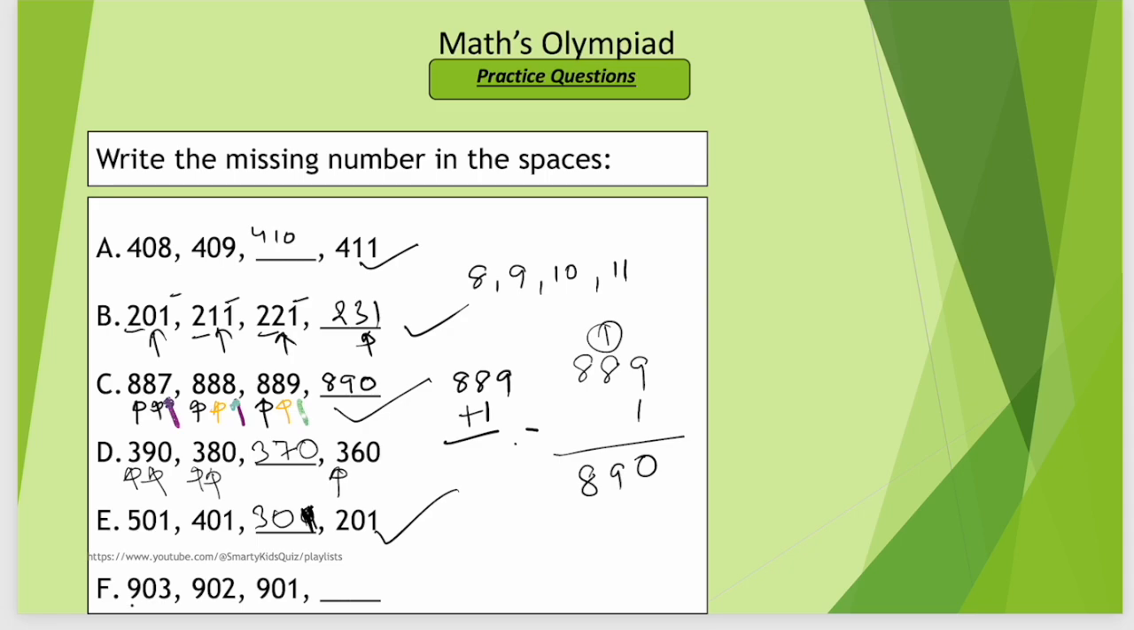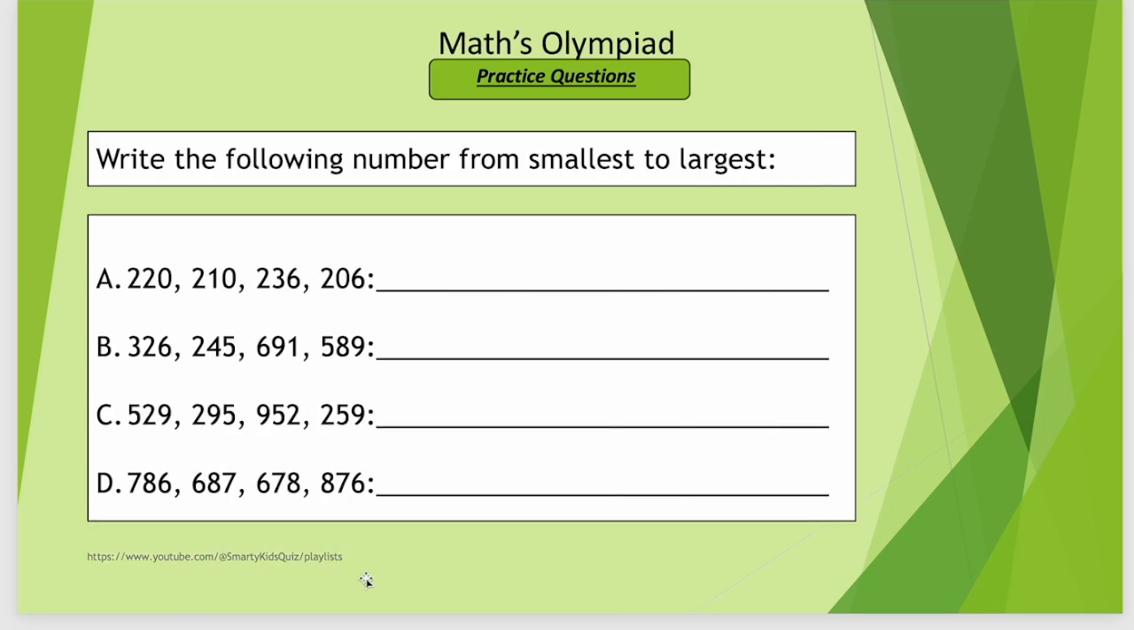Now 903, 902, 901. What is the next number? The hundreds place is 9, 9, 9, so the hundreds place is not changing. Just write it down, 9. Now the tens places 0, 0, 0 not changing. Just write down 0. Ones places 3, 2, decreasing by 1. Again from 2 to 1, decrease by 1 more. So 1 minus 1 becomes 0, 900. So the answer is 900.